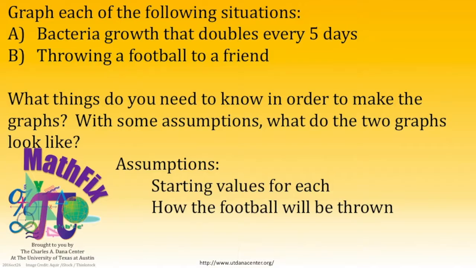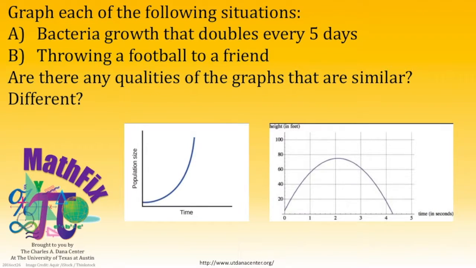We might need to assume that there's a certain number of bacteria, so we need some starting values for that. We might also need some starting values for how tall or how we throw in the football. But in general, we don't need to have those exact values. We can start with some general assumptions. What might the graph look like for the bacteria? Well, that's an exponential, and we see that graph on the left here.